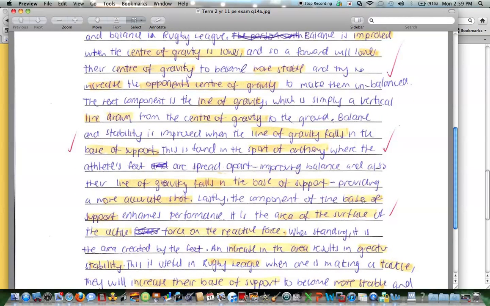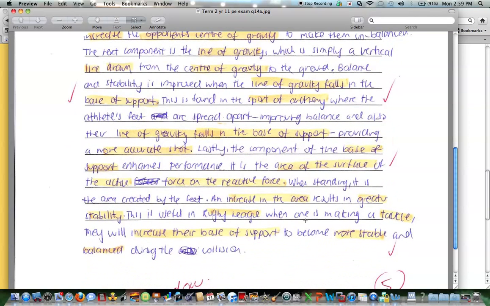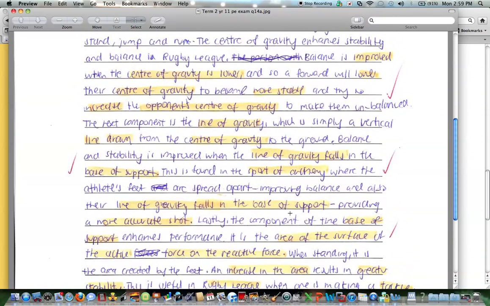Lastly, the component of the base of support enhances performance. Using words from the question again. It is the area of the surface of the active force on the reactive force. When standing, it is the area created by the feet. An increase in the area results in greater stability. This is useful in rugby league when one is making a tackle. They will increase their base of support to become more stable and balanced during the collision, which obviously, as we mentioned here, will enhance their performance. That is why this is a very good answer.